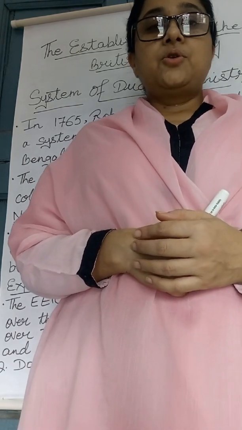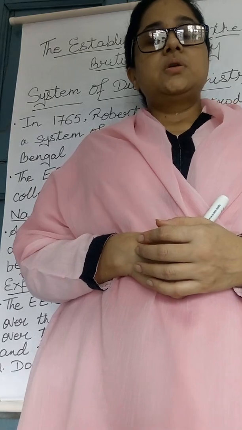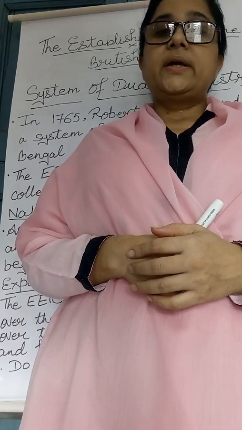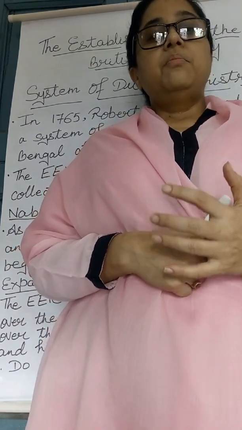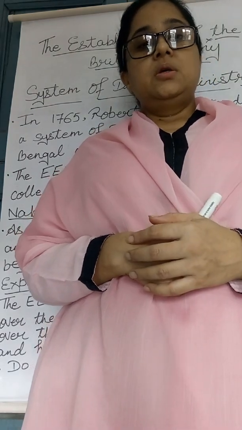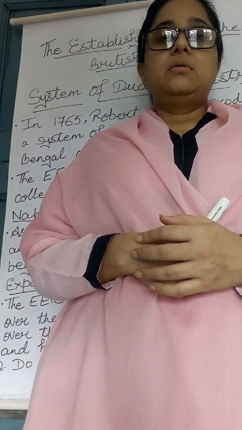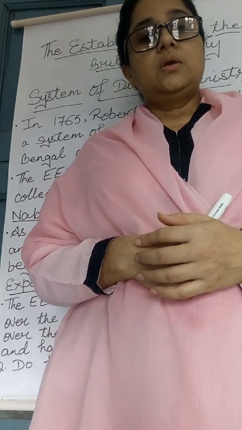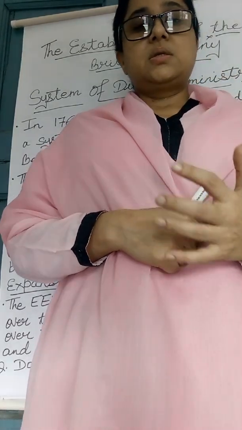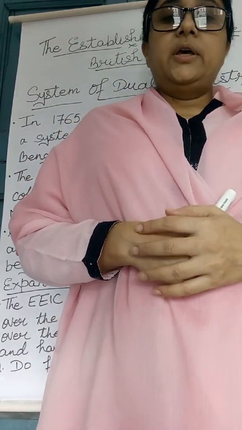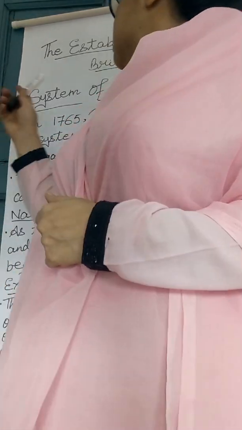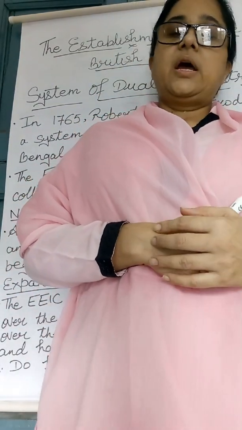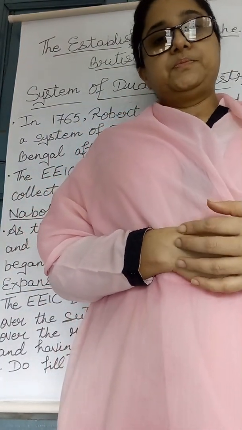The company could also use these revenues in different ways: to purchase cotton and silk textiles in India, maintain company troops, and meet the cost of building the company fort and offices at Calcutta. Now, what is the dual system? Today I will explain to you the system of dual administration. What does this system mean and who introduced it?